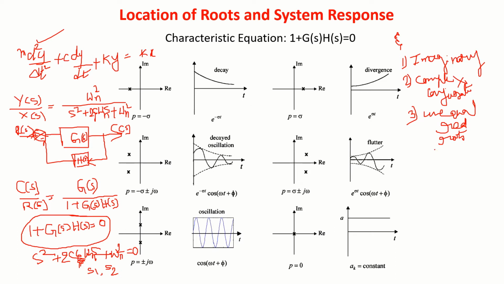If the roots are imaginary, they lie here. If the roots are complex conjugate, they lie here. And if the roots are equal and real, they lie on the negative real axis of the S plane. Please remember, this is all S plane, this is sigma and this is j omega. This we have understood in the previous chapter very well.